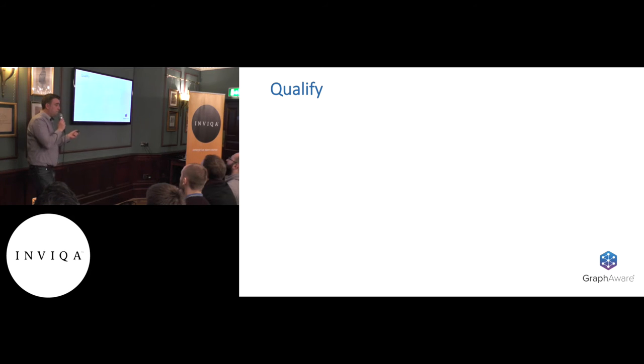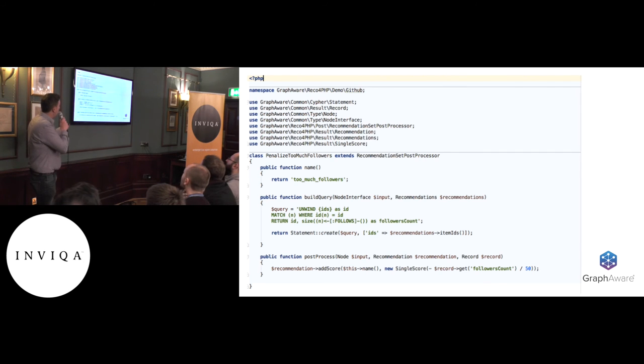Secondly, is qualify. Same stuff. It is what we call a post-processor. So when the candidates are recommended and the recommendations come back, I want to post-process them. You can do whatever you want. So here, I just want the number of followers this one has, and penalize the score by that number divided by 50. So for example, if someone has 50 followers, it will subtract one from the score.